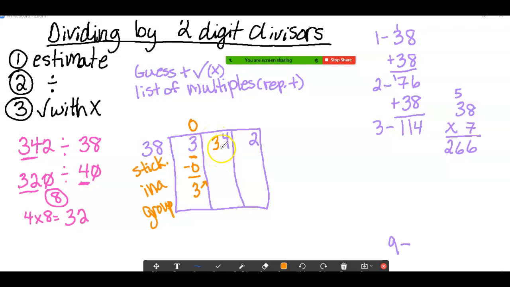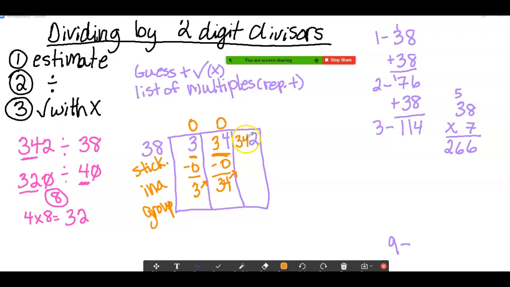Now, don't get confused. Think about this. I have 34 stickers, but I have to have 38. So do I have enough to make a group? I do not. So this is also a 0. So then remember, I still do 0 times 38 is 0, and I'm left with 34. And remember, this whole number needs to go over here into this column. And now I'm left with my 342 again.